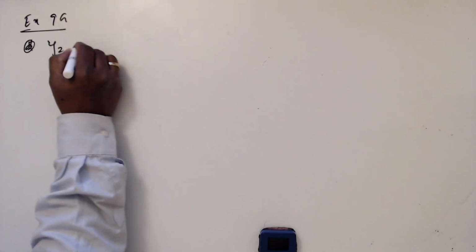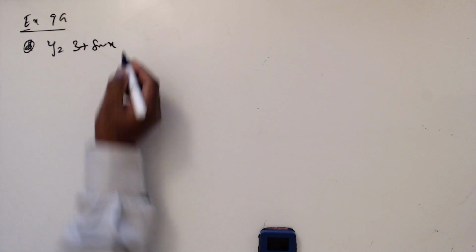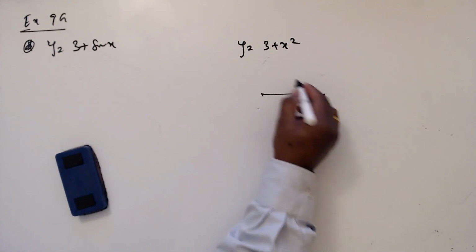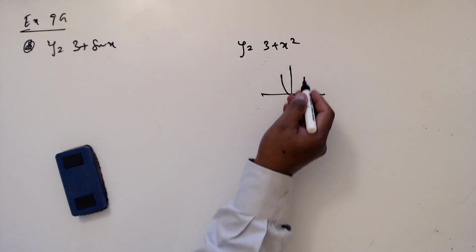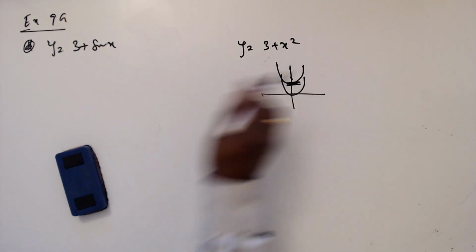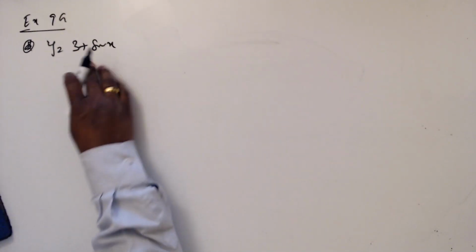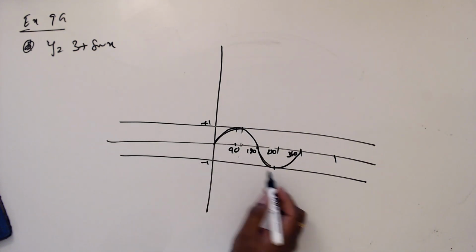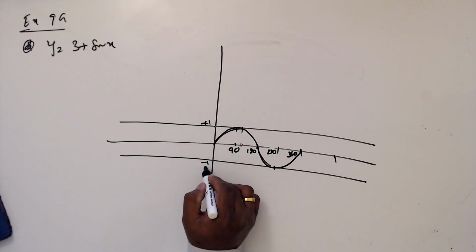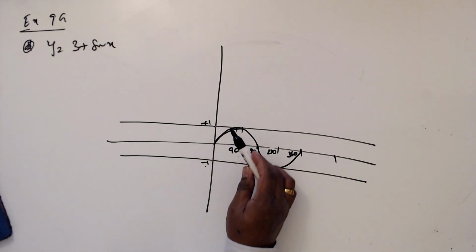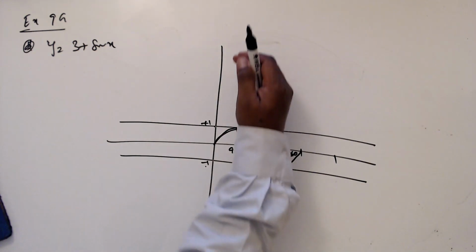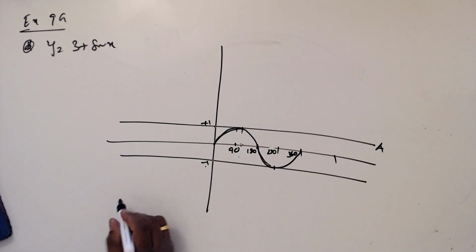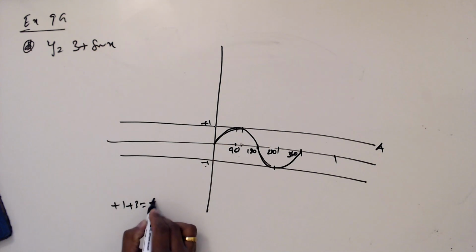Now the next one is 3 plus sin x. What do you do when you have 3 plus x square? You draw x square and then you push it up by 3 units. The same thing you need to do. You draw sin x and push up by 3 units. So this is the sin x graph. Now this is plus 1 and this is minus 1. So the whole graph you have to shift by 3 units. It means this A line, the new location is plus 1 plus 3, which is plus 4.